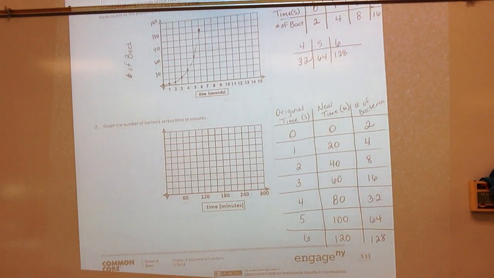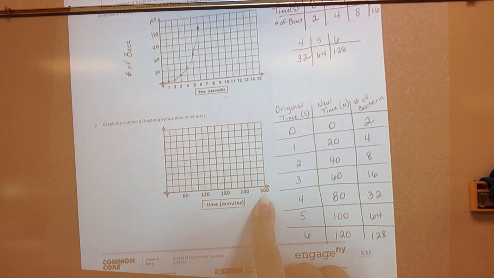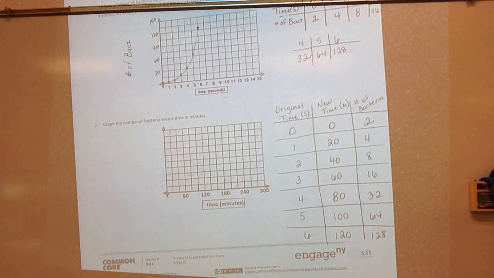What's going to happen to the number of bacterium? It's going to become huge. It's going to become huge. They have actually gone all the way up to 300 minutes. We'll look at that in just a moment. But let's think about this for a second.